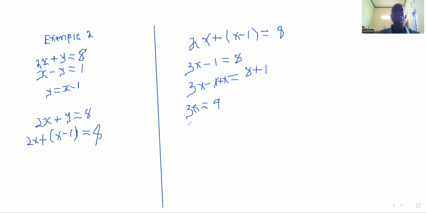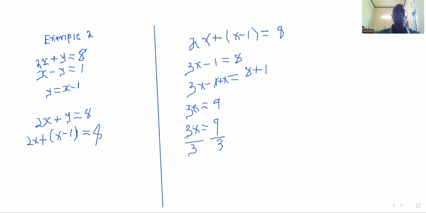Now here, since we have 3x is equal to 9, what we are going to do, we do the same thing like in the past example. We divide both sides by 2. Now here we divide both sides by 3. So here is 3x is equal to 9. We divide both sides by 3.